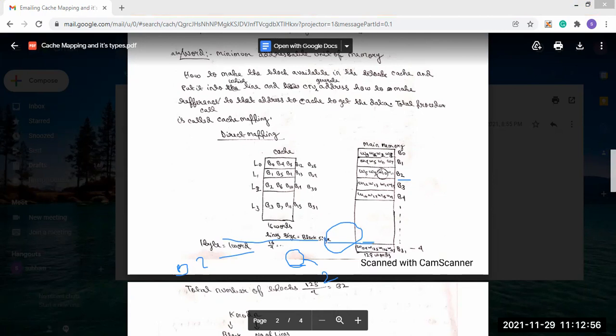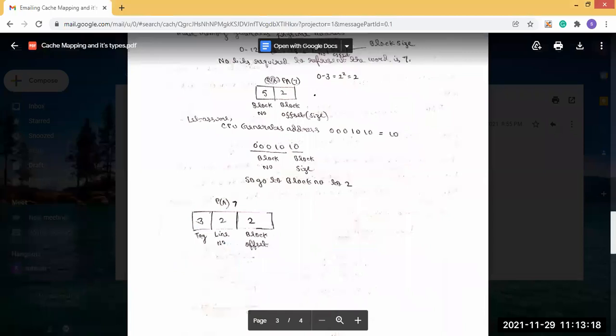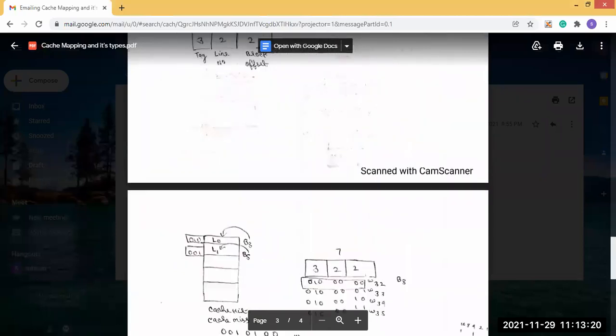The first word will be word number 9, and the second word is what? The second word of block number 2 is word number 10. So that means the CPU required word number 10 at that particular moment. So it will be word number 10 here.